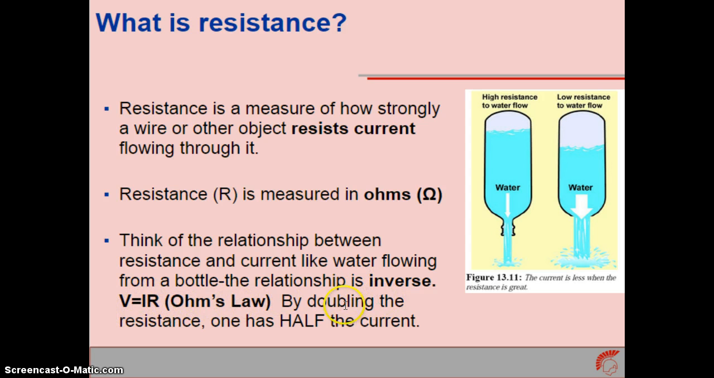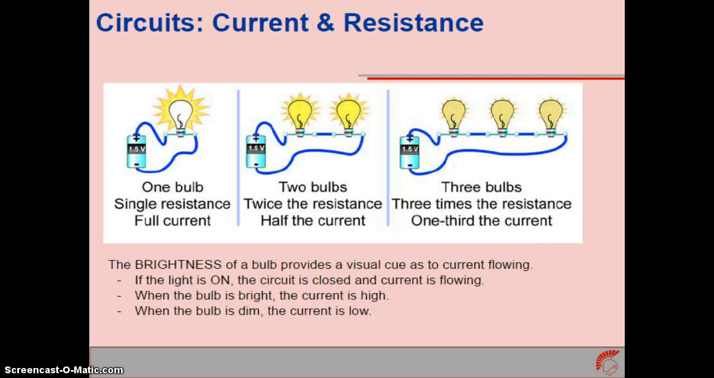Ohm's law. By doubling the resistance, if I have twice the resistance here, one has half the current. So if I have twice the resistance here, only half of the amount of water is going to flow through here. Therefore, if I have half the resistance, in this example here, I would have twice the current. So we're using the amount of water flowing out of those containers as an example.